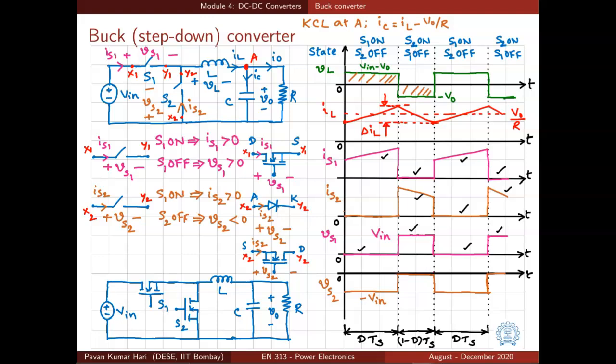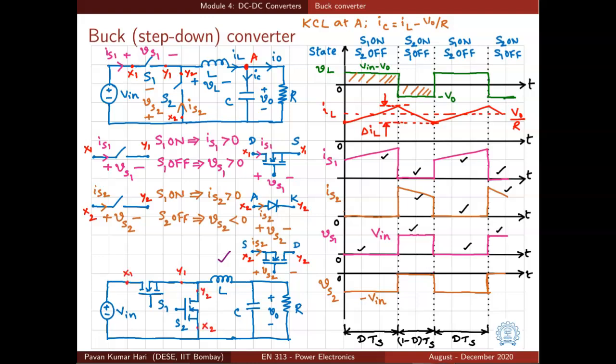Alternatively, one can also use a MOSFET in the place of S2 as shown here in reverse direction. This is taking the advantage of the fact that the channel in a MOSFET can conduct in both directions. So between the terminals X2, Y2, the MOSFET can be connected with source at X2 and drain at Y2.